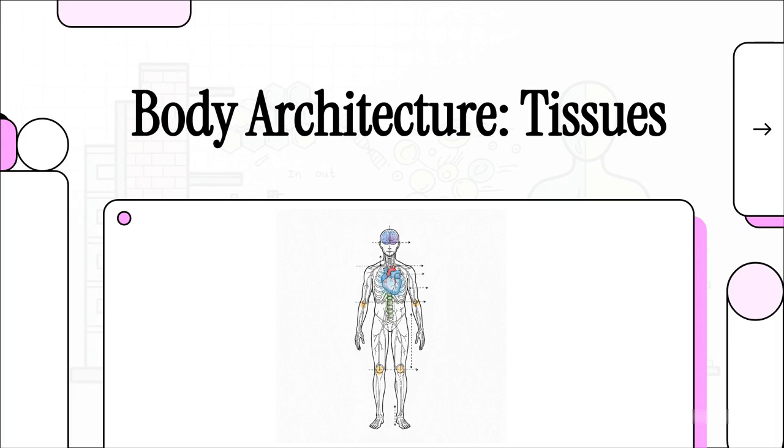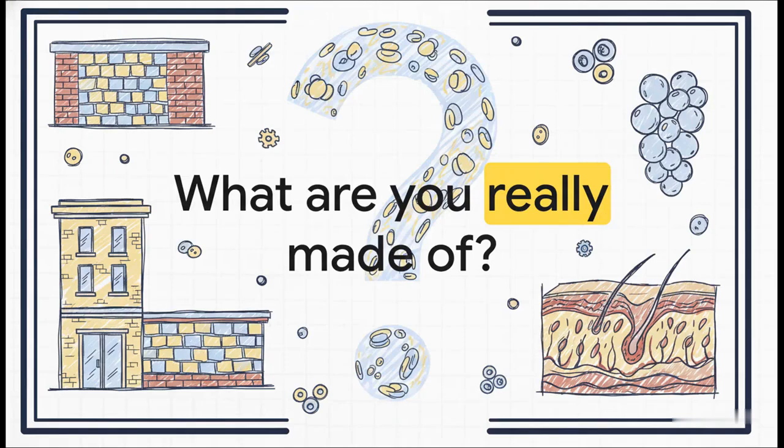We're going to take an architectural tour of the human body, starting with its most fundamental building blocks, tissues. I mean, really think about it for a second. What are you made of? And I mean beyond the obvious stuff like bones and organs. If we could just shrink down, Honey, I Shrunk the Kids style, and zoom way, way in, what would we see? Well, we'd find these amazing microscopic communities of cells, all working together in perfect harmony. They're the literal fabric of our existence.